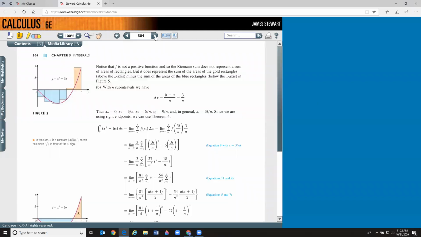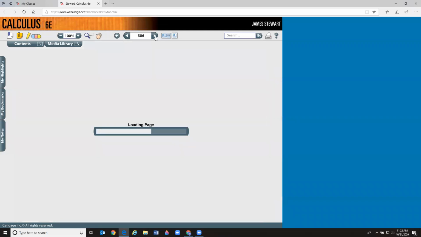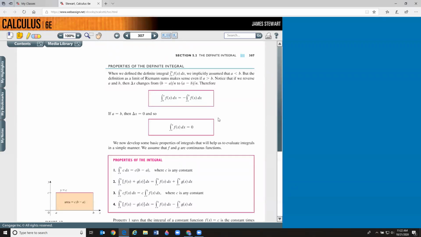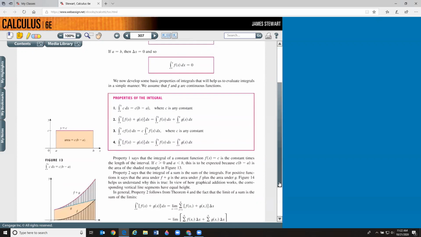And where that becomes most convenient is with these properties of integrals. You'll find that with an integral, a constant can be moved out front. With an integral, you can distribute across addition and you can distribute across subtraction, and constants can be moved out front of integrals just like they can with summations, right?